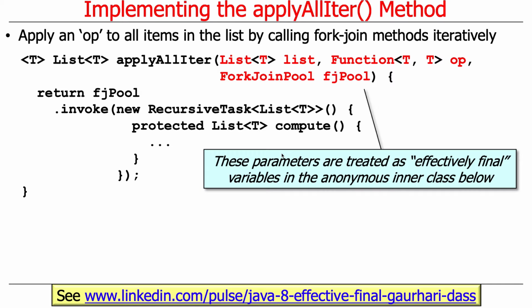Notice, just as a quick side note, that the parameters that are passed in here are treated as so-called effectively final. And what that means is that they are not going to change between the point where they're passed in as parameters and where they're actually used down here in the method. And so as a result, we can use them in the context of this anonymous inner class. This is something that was added in Java 8, and you can read more about it at that link.